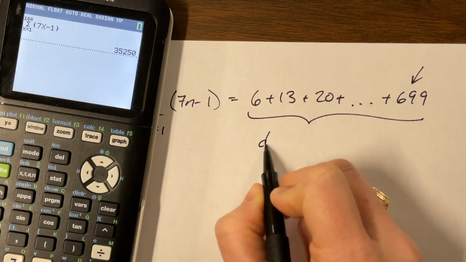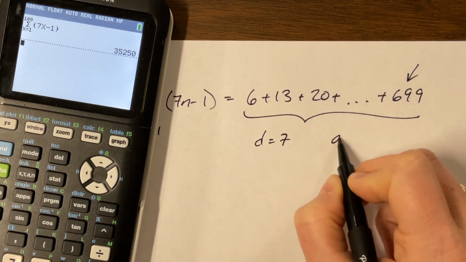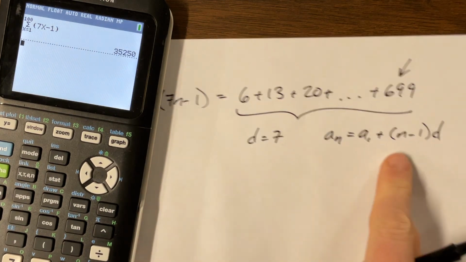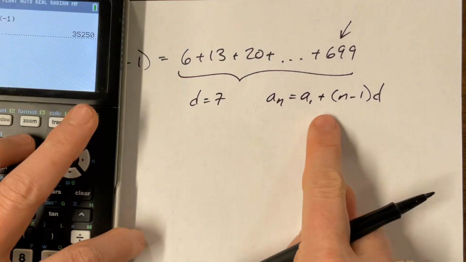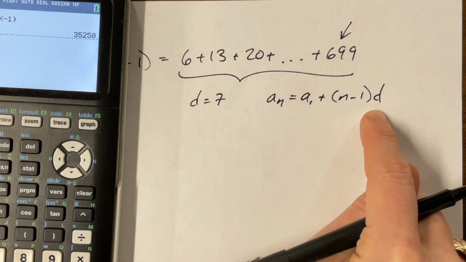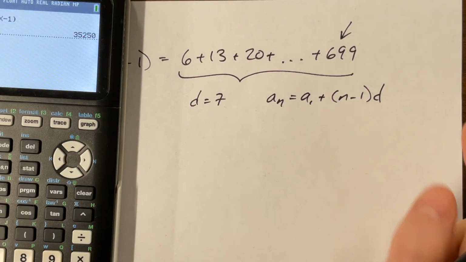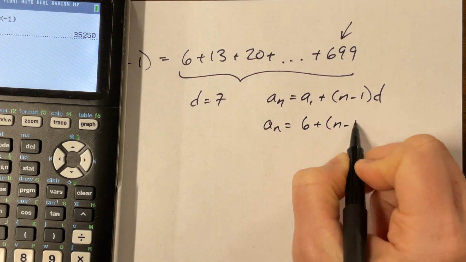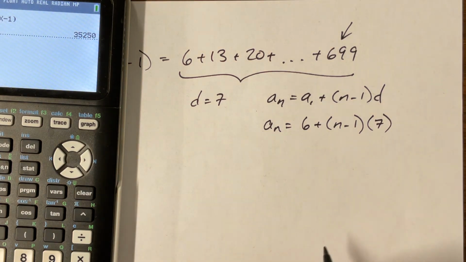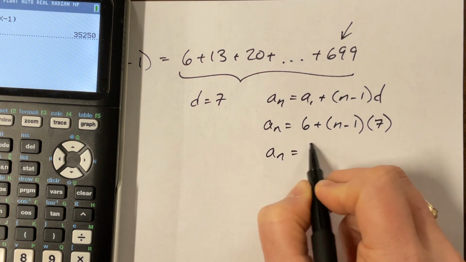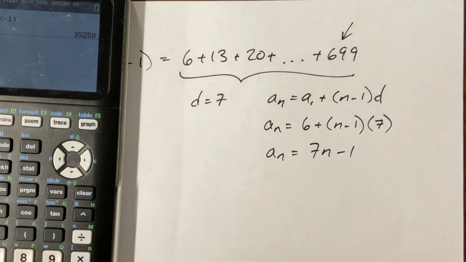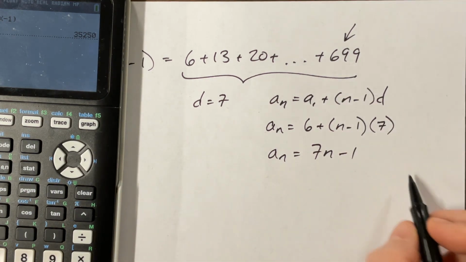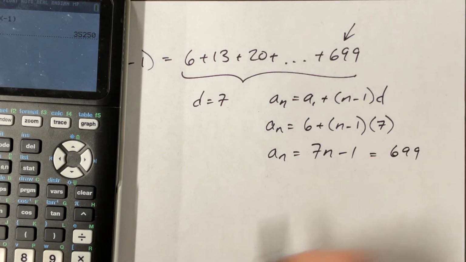I recognize that my common difference is 7, and so a sub n is equal to a sub 1 plus n minus 1 times d. Remember, I'm not giving you this formula because this part is fair game for the AP Pre-Cal test. So a sub n would be equal to 6 plus n minus 1 times our common difference of 7. I see that a sub n is equal to 7n minus 1. Once I have that, then I have to figure out what term this is. So then I can set this equal to 699.